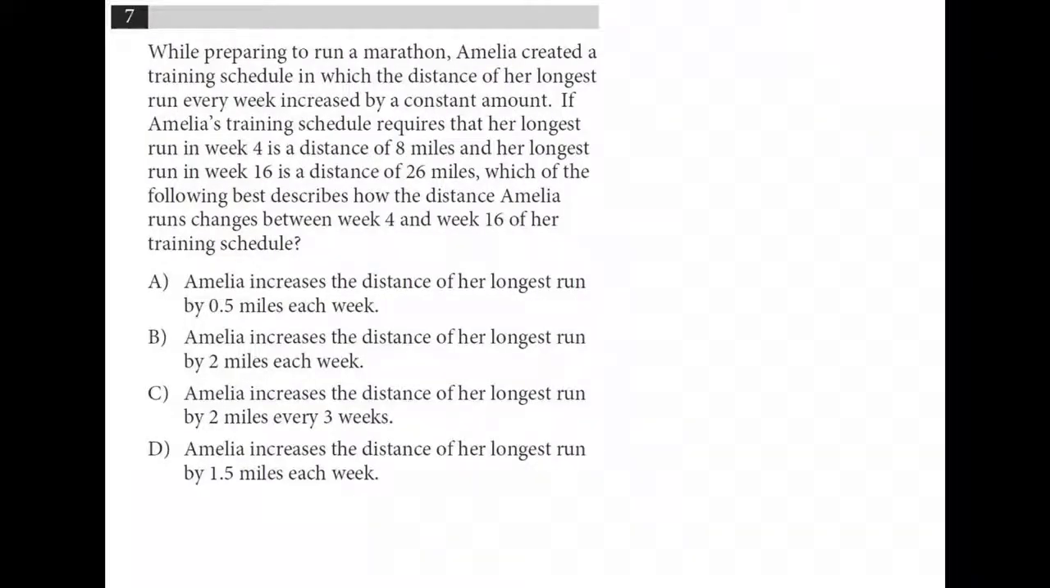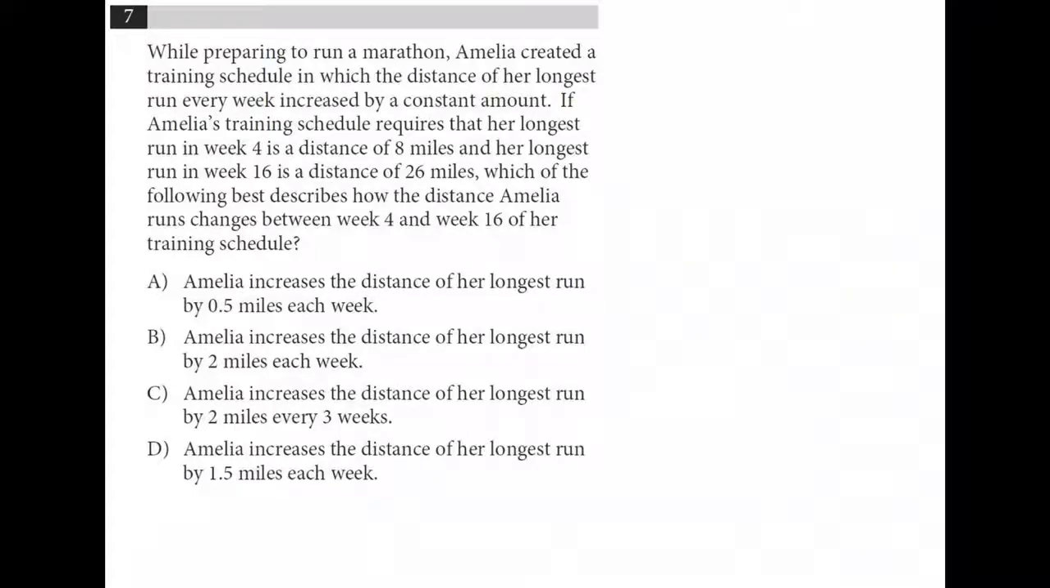While preparing to run a marathon, Amelia created a training schedule in which the distance of her longest run every week increased by a constant amount. If Amelia's training schedule requires that her longest run in week 4 is a distance of 8 miles, and her longest run in week 16 is a distance of 26 miles, which of the following best describes how the distance Amelia runs changes between week 4 and week 16 of her training schedule?